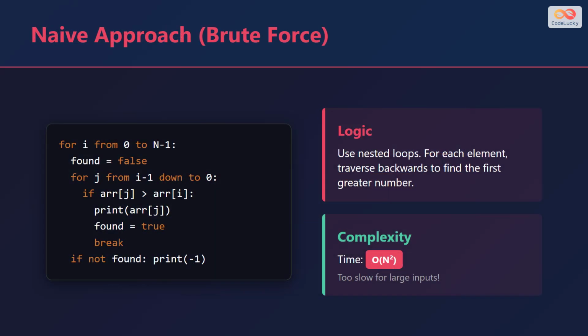The most straightforward way to solve this is using brute force. We can write two loops. The outer loop picks a number, and the inner loop moves backwards from that number to the start of the array, looking for a greater value. While this works, it has a time complexity of O(n^2), which means it will be very slow for large datasets.